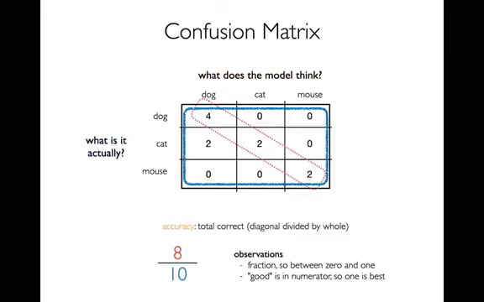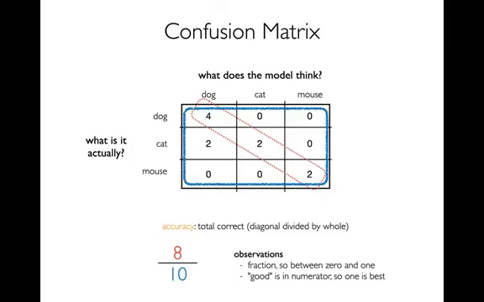Now, from that, we might want to figure out what the accuracy is. And the accuracy is, well, what percentage of the times were we correct? The way I think of that is adding up all the numbers on the diagonal. That's how many we got correct. And then dividing by all the numbers in the matrix, right? So then we look at 8 over 10, or 80%.